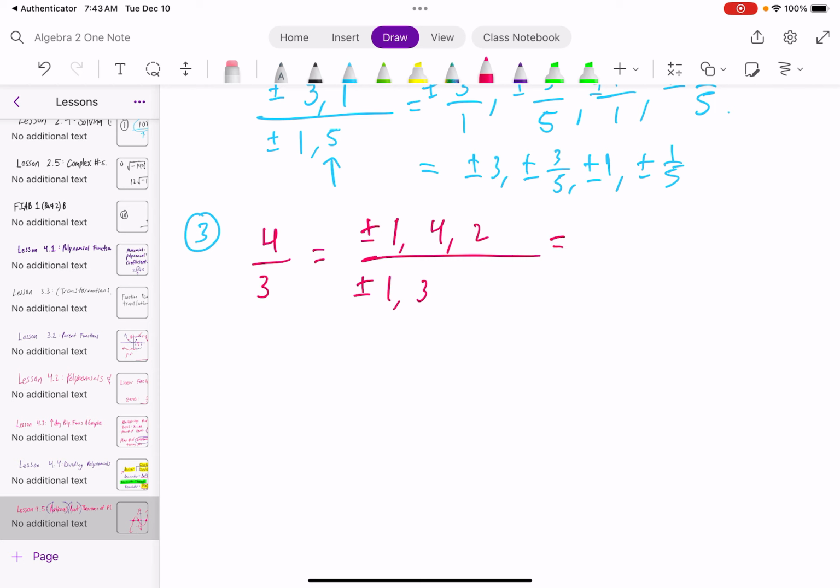So these are all factors. Your possible answers are therefore, we have 1 over 1, which is 1, so plus or minus 1. We have 1 over 3, so that is 1/3. We have 4 over 1, which is 4. We have 4 over 3. We have 2 over 1. And we have 2 over 3.